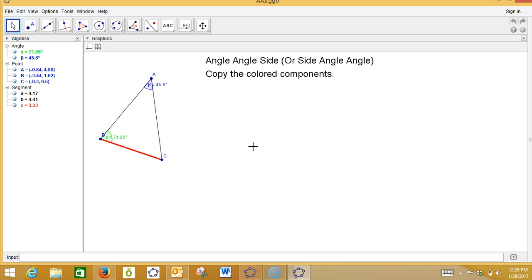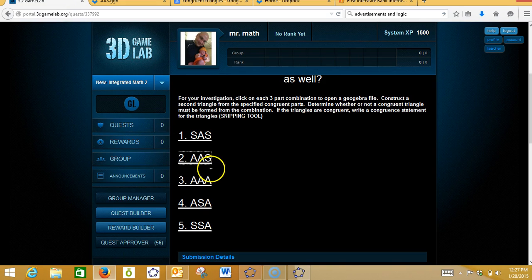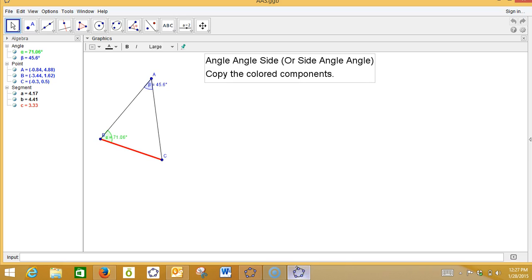So when you open up one of these GeoGebra files, it has highlighted the information that we need to construct in our second triangle. Since this is an angle, side, the way that it's written, by the way, the side is not in between the two angles like you would see in this example where we have angle, side, angle. The difference between angle, side, angle, we have two angles that we need to make congruent and a side in between them. Whereas here we have two angles that we need to make congruent and a side not between them. Okay, so here, for example, here's our two angles and our side not between the two.